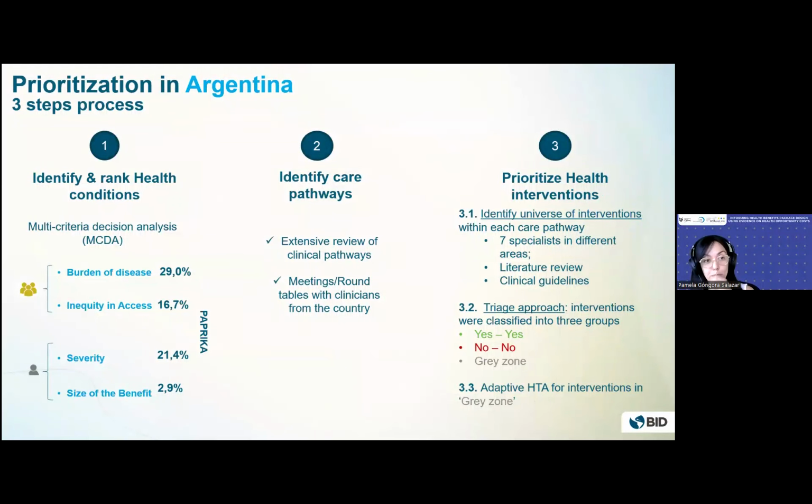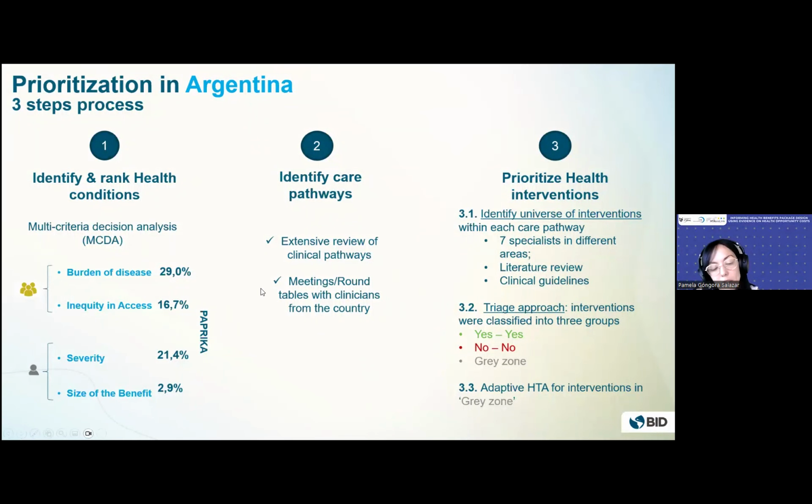For the prioritization of the interventions, to decide the contents of the health benefits package, we followed a stepwise approach. First of all, we conducted a multi-criteria decision analysis with members of the CONITEC, which is basically the commission in charge of health technology assessment, to rank the different health conditions according to 4 criteria: burden of disease, inequity in access, severity, and size of the benefit.